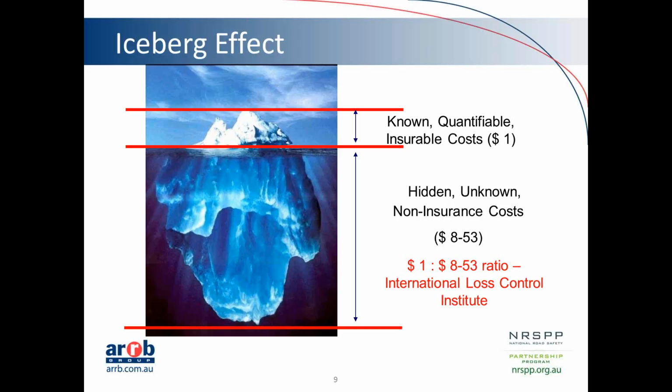Several studies have been conducted that try to indicate what multiplication factor or ratio is represented by these hidden costs. The International Loss Control Institute, in their research, reckoned that for every dollar of an insurance claim, there was between $8 and $53 of non-insurable, unknown and hidden costs, the range being vast due to the various severity types of crashes. From a more conservative point of view, we typically use a ratio of 1 to 3, but even that may be too low.